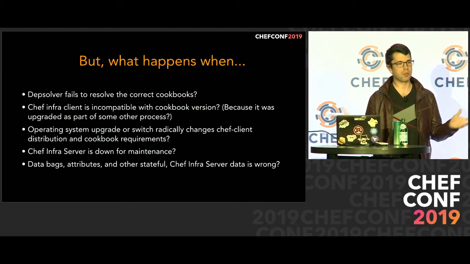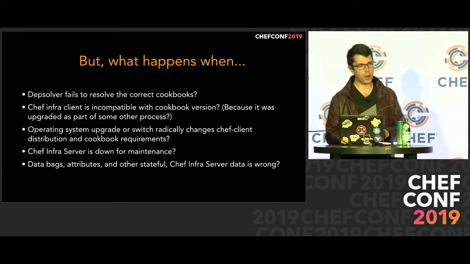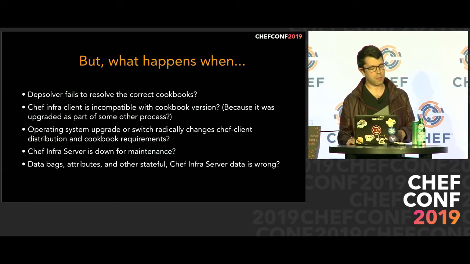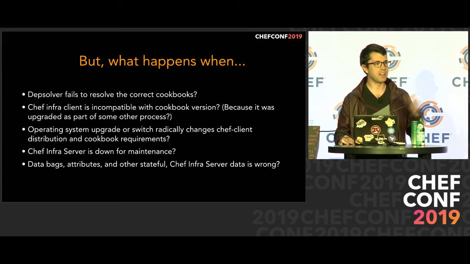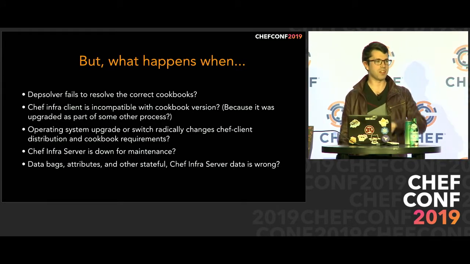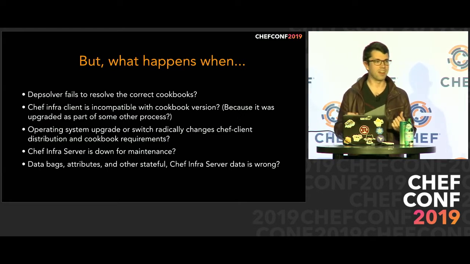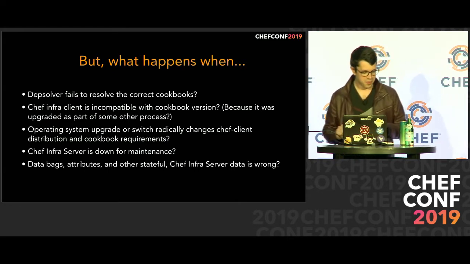That might change your cookbook requirements dramatically and how you pen them. What if your Chef server is down for maintenance, particularly if you have a very large organization with tens of thousands of nodes, and one of the 12 organizations that uses that Chef server needed to take it down for maintenance so that they could deploy their thing, but now all your nodes are down?